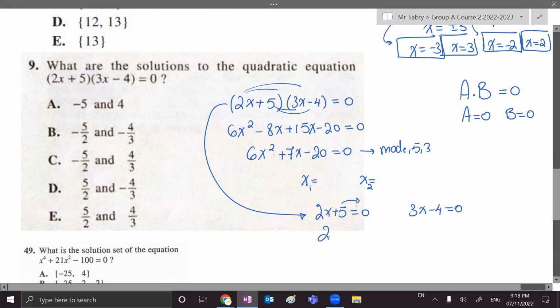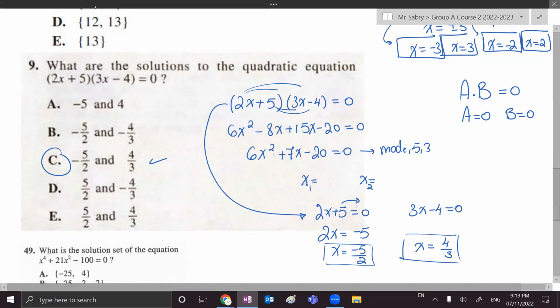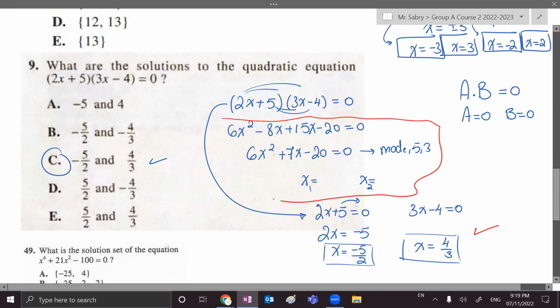I'll solve this which will give me x equals to negative 5 over 2 and I'll solve this which will give me x equals to 4 over 3. So negative 5 over 2 and 4 over 3 right away, C, without even the use of any calculators whatsoever. This would be the easiest, fastest, quickest way to do it. So this works. It definitely works and it is 100% true. It's just a longer way and this is the shorter way.